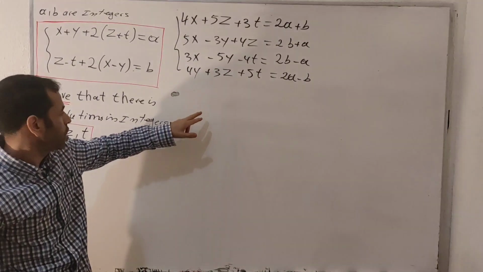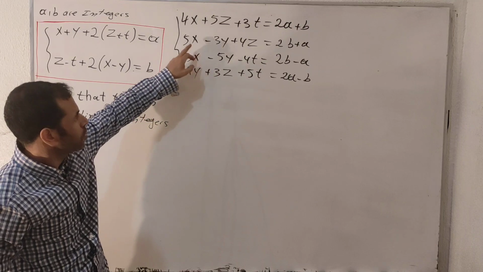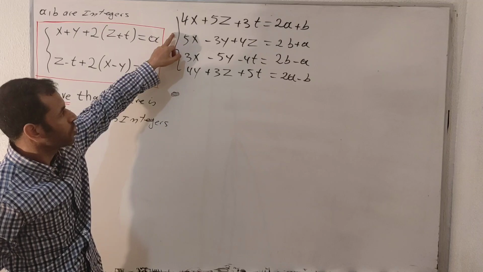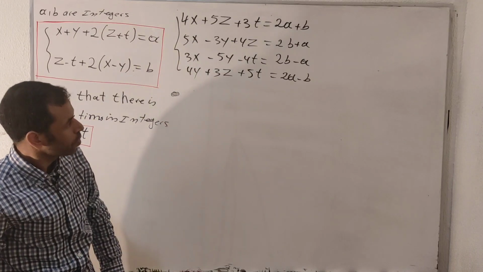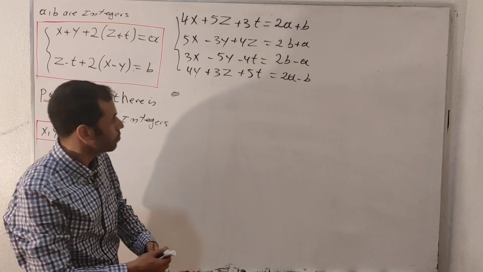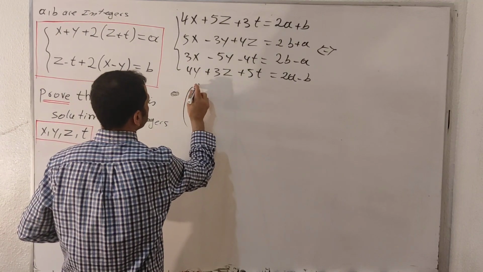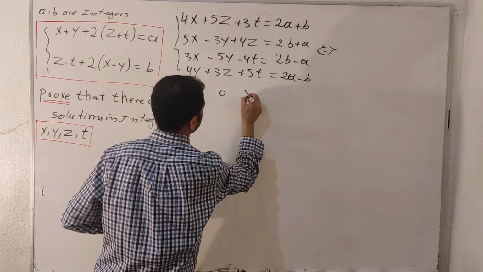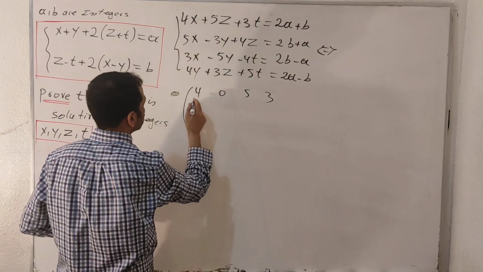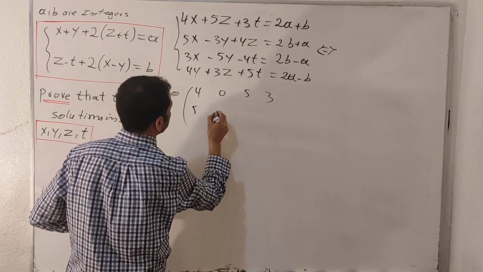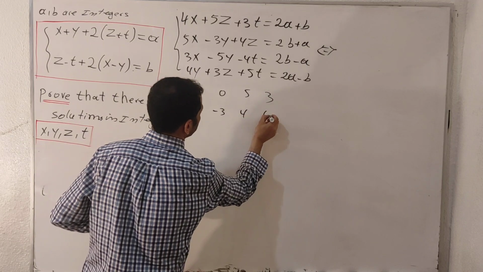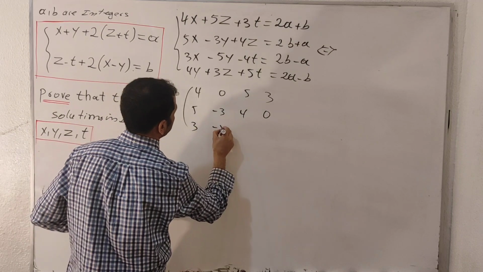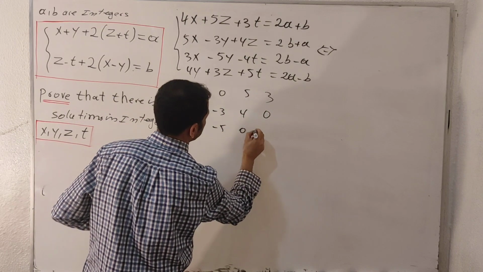Previously I was working on this equation and came up with this linear combination involving 4 variables x, y, z and t. Now I'm going to transfer this one into a matrix. So we'll have 4, y is taking 0 and 0 is taking 5, 3. The second row I will have 5, minus 3, 4, 0, and the third row I will have 3, minus 5, 0, minus 4.